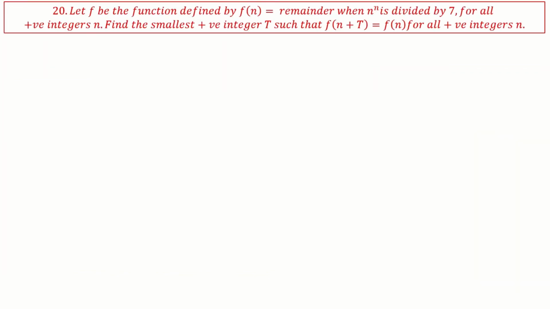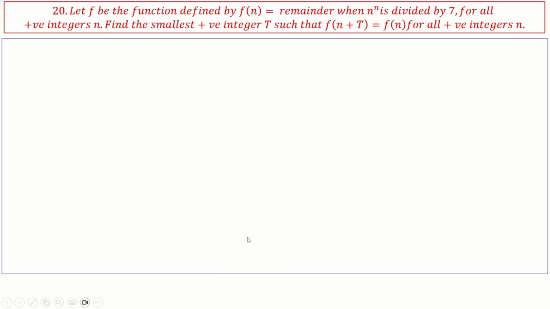Yes. Next, let f be the function defined by f of n equal to the remainder when n to the power of n is divided by 7, for all positive integers n. Find the smallest positive integer t such that f of n plus t equals f of n for all positive integers n. So f of n plus t should give the same remainder as f of n when you divide by 7. That's the question.